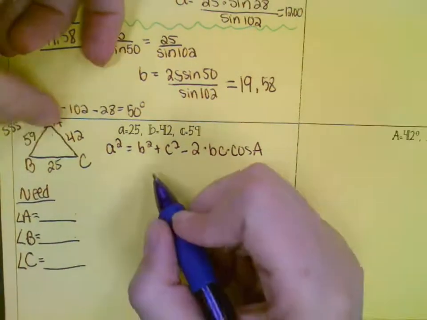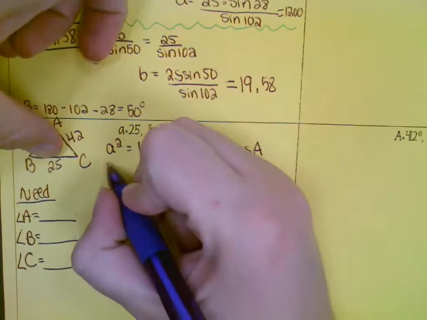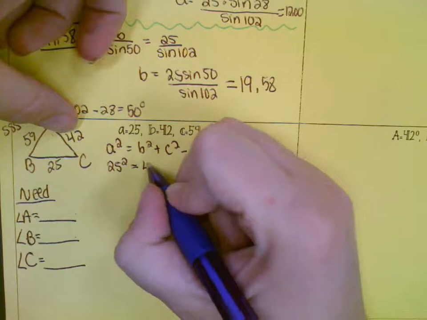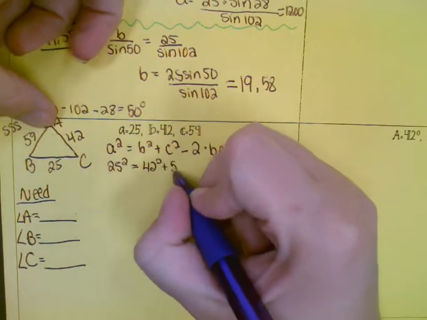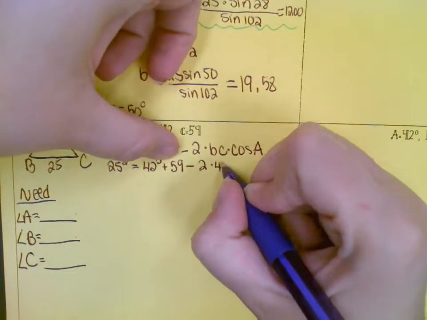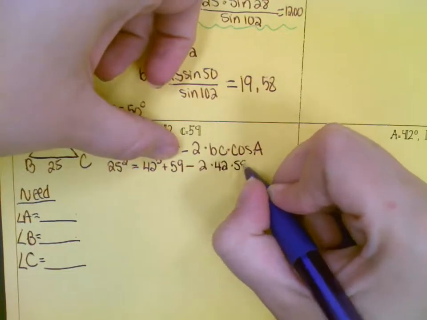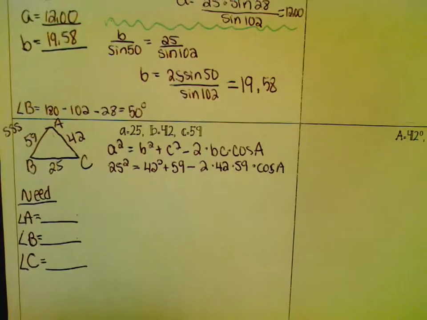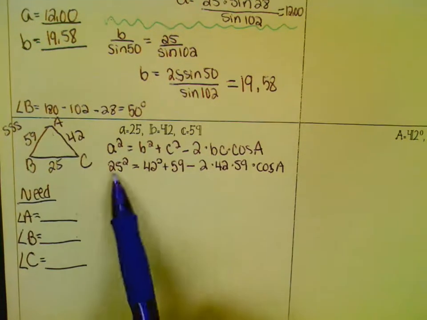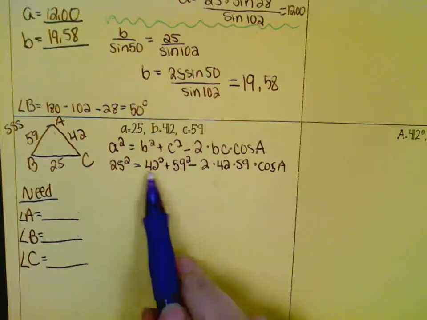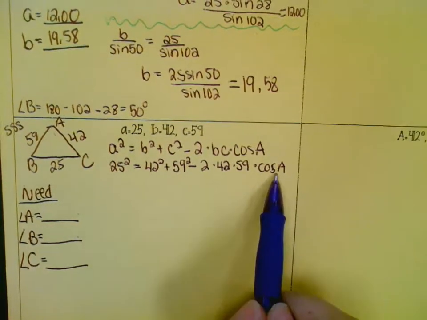So we are looking for A first, so I'm going to use the side across from it. 25 squared equals our other two sides squared, minus 2 times those two sides times together, times the cosine of A. I know that really looks pretty complicated, but if we look, we have just a bunch of numbers. Oops, I forgot my squared. We just have to get this by itself.